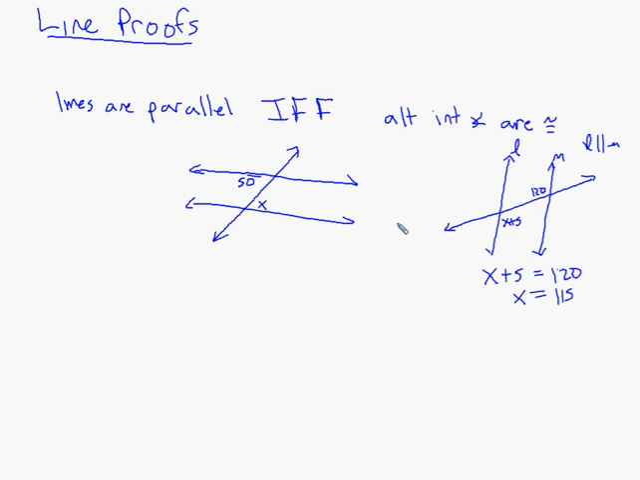Now, of course, we'd have to have a transversal in the mix as well. So here's my transversal T. Okay, we're going to start with the same phrase. Lines are parallel if and only if the corresponding angles are equal.